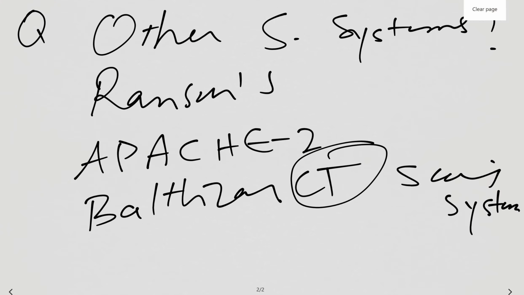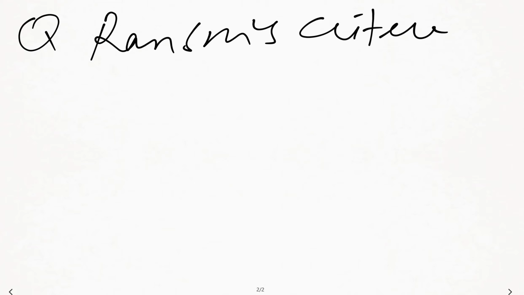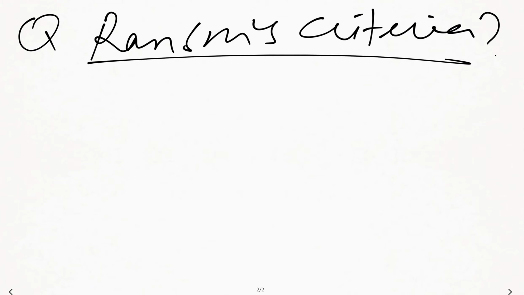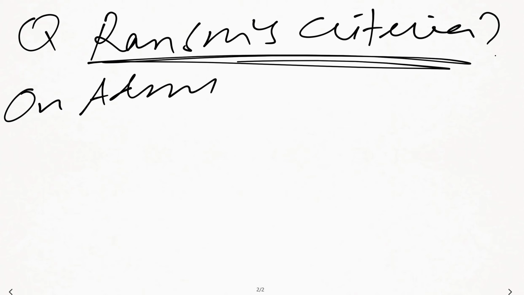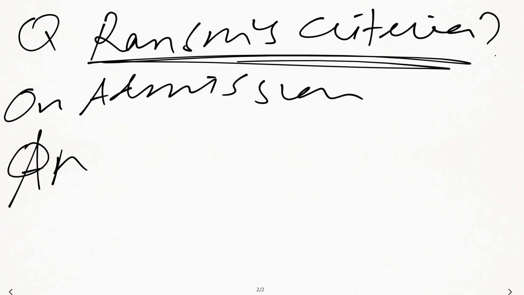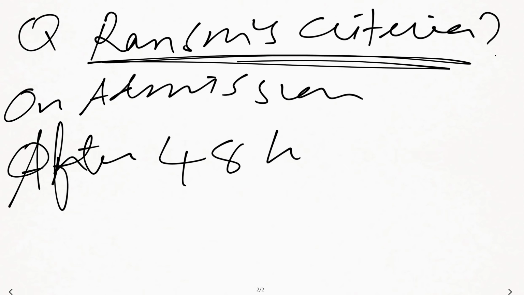The next question he is going to ask you is to please pick one and tell me about it. I advise you to pick the Ransom criteria. Ransom's criteria are easy because they are related to the Glasgow criteria, and the Glasgow criteria can be remembered by the abbreviation of PANCREAS, right? The good thing about this system is that it takes the score on admission, and it also takes it after 48 hours of admission. This is the good thing about it.